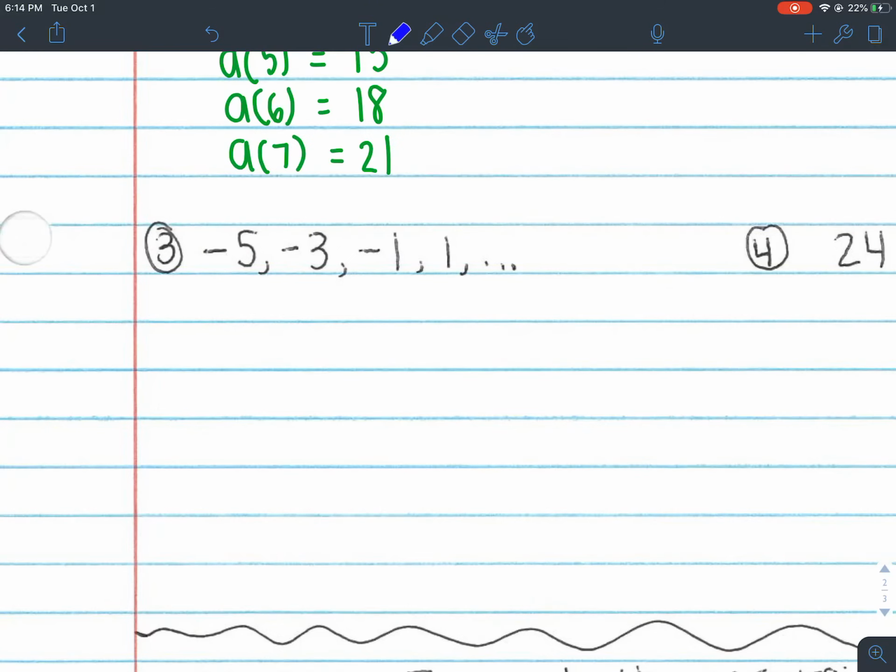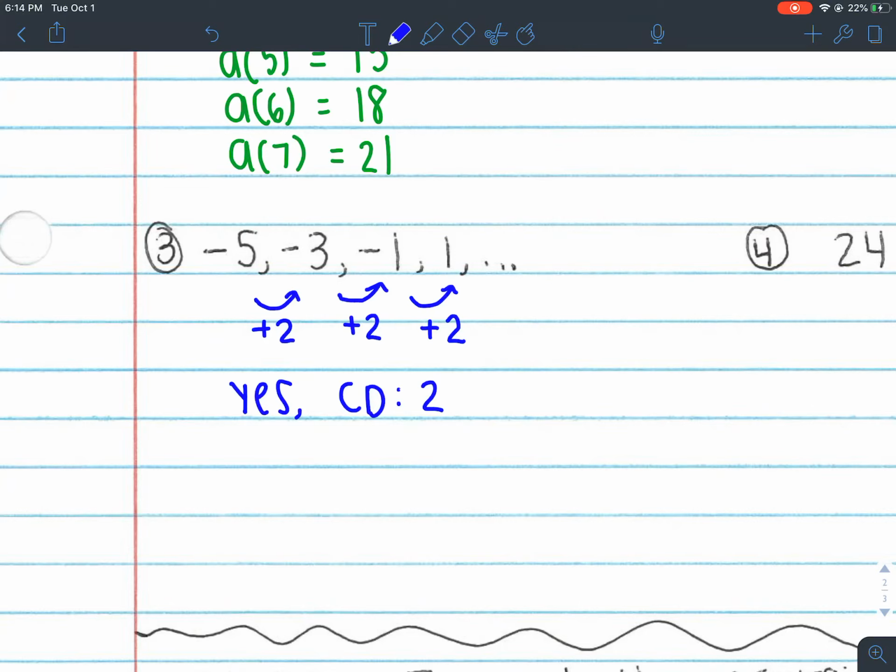All right, number 3. Negative 5, negative 3, negative 1, 1. So let's see how we're getting from term to term here. Well, from negative 5 to negative 3, I'm adding 2. From negative 3 to negative 1, I'm adding 2. From negative 1 to 1, I add 2. So each time it's going up by positive 2. So I would say, yes, this is arithmetic, and my common difference here is going to be positive 2.